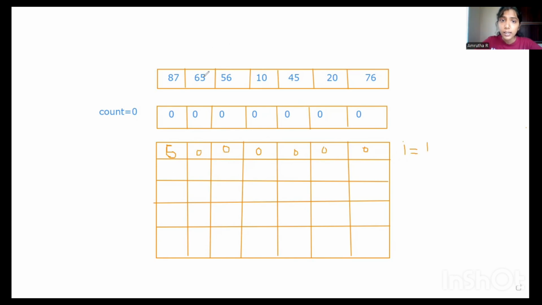Now we are going to compare the second element with the rest of the elements. Let us start with 65 and 56. Out of these two, 65 is greater, so we are incrementing the count from 0 to 1. Then compare 65 and 10. 65 is greater, so the count becomes 2. 65 and 45, the count becomes 3 because 65 is greater than 45. Now 65 and 20 is compared. 65 is greater, so the count becomes 4. Now 65 and 76 is compared. Here 76 is greater than 65, so increment the count of 76. So now we have compared all the elements, and the rest of the elements will be 0 as it is. And this is our second iteration.